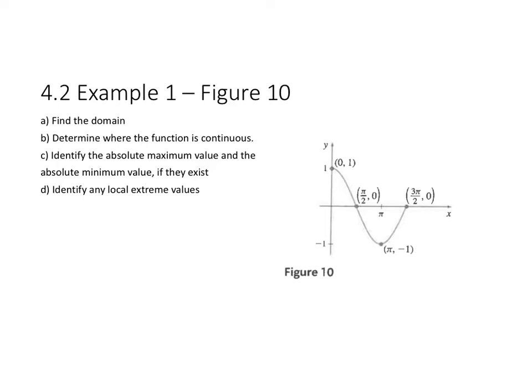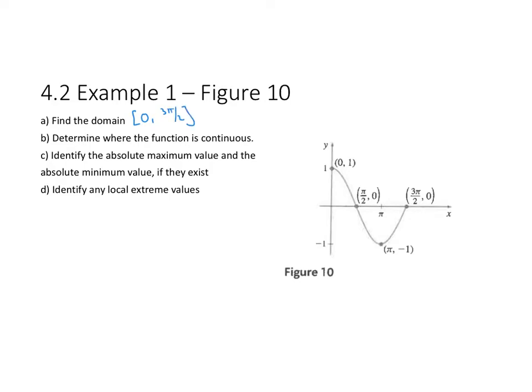All right, figure 10. Again, that's going to be on page 290 this time. So find the domain. That's the closed interval that we're talking about. So here we start at 0, and we go until 3 pi over 2.